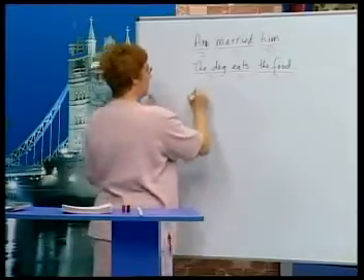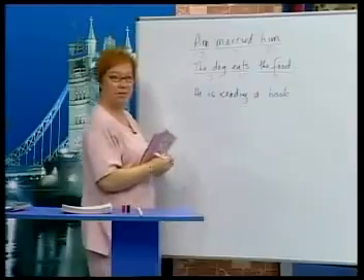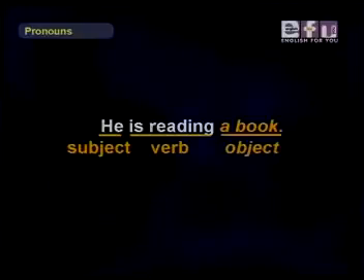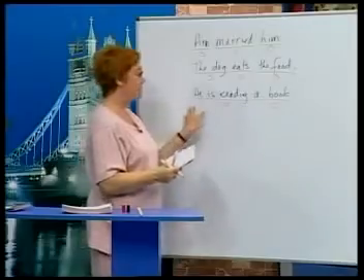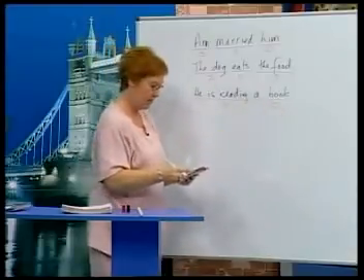And another one, he is reading a book. He is reading a book. He is the subject. This is who we're talking about. Is reading. These two words are the verb. And a book is the object. Okay? He is reading a book. What is he reading? A book.